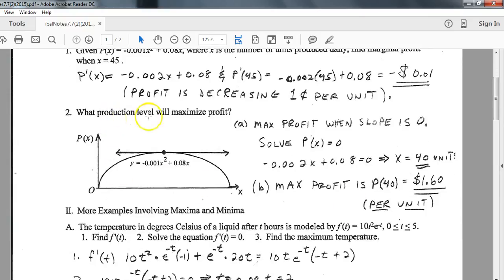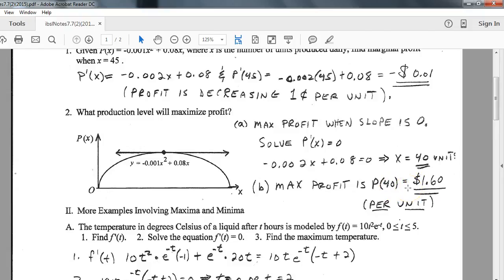Again, on number 2 here, if we see anything about a max profit, as soon as you see the word maximum, you know right away to set your derivative equal to 0 and solve. So if we take our profit function and we set the derivative equal to 0, we're going to get this look here. If we solve for x, we come out with x equaling 40. That is to say that when we sell 40 units, that is the point at which we are maximizing our profit.